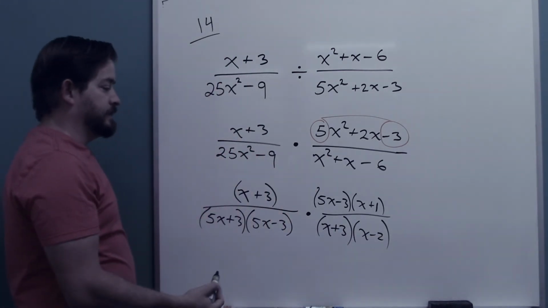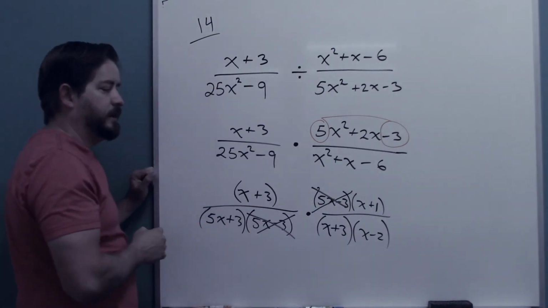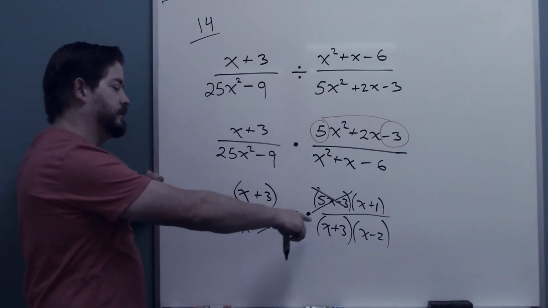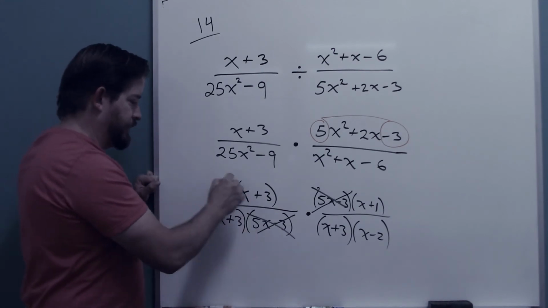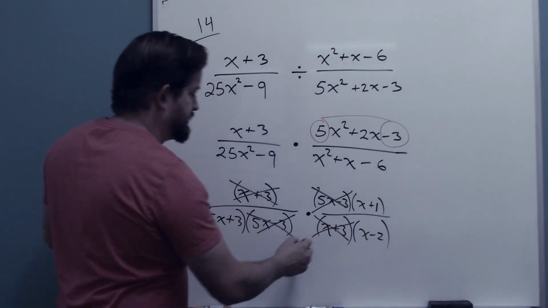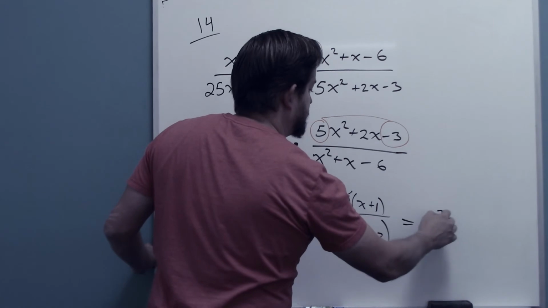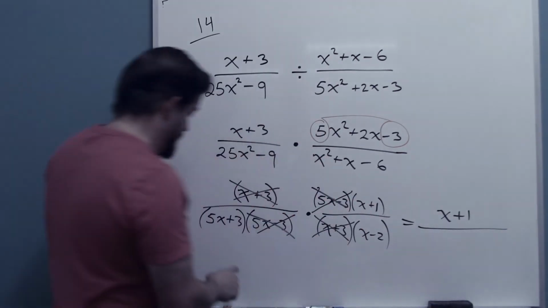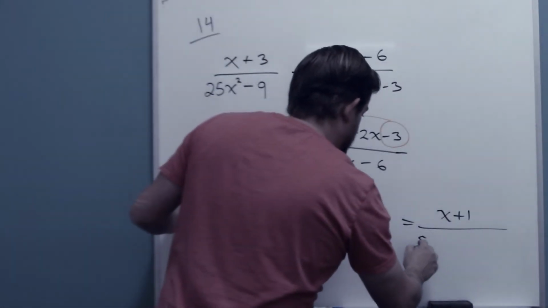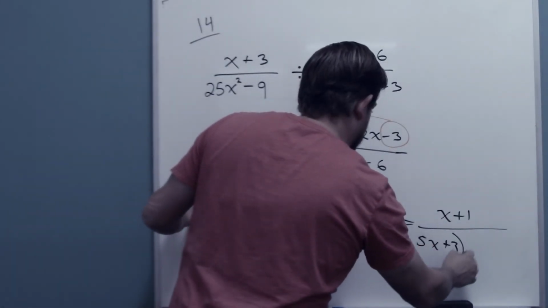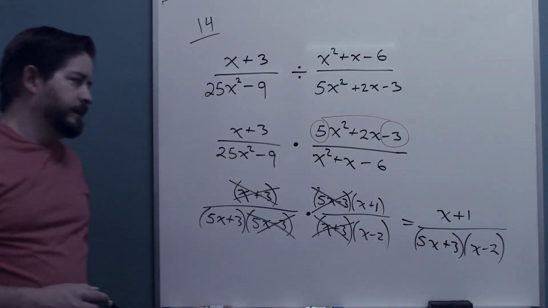And then I can hack and slash stuff that appears in the numerator and the denominator both, like this 5x minus 3. There's one in the numerator, on a multiplication, can cancel out one in the denominator. I've got an x plus 3 over here, that'll cancel with an x plus 3 over there. The only thing I'm left with in the numerator is an x plus 1. And my denominator is 5x plus 3 times x minus 2. Okay, and there we are.